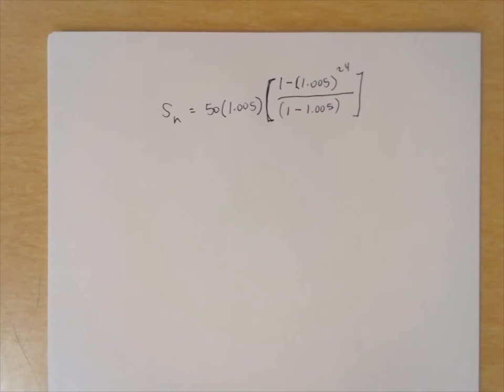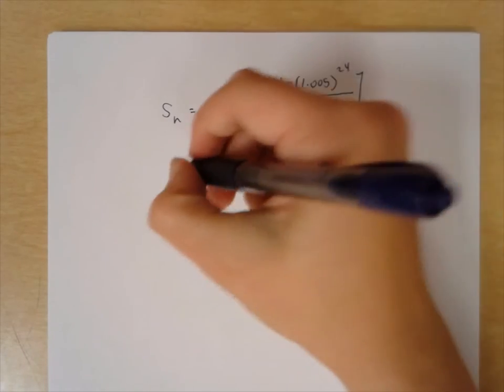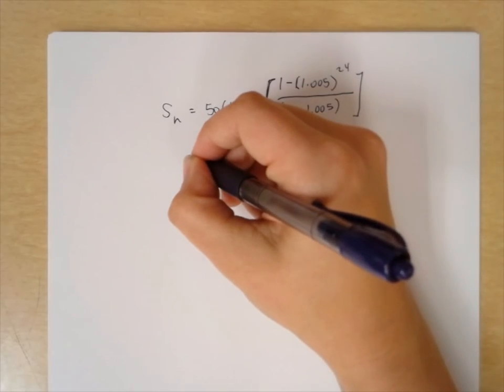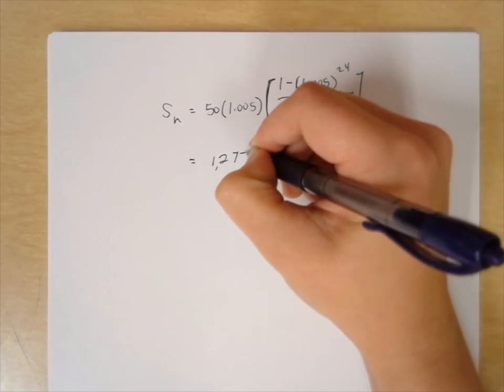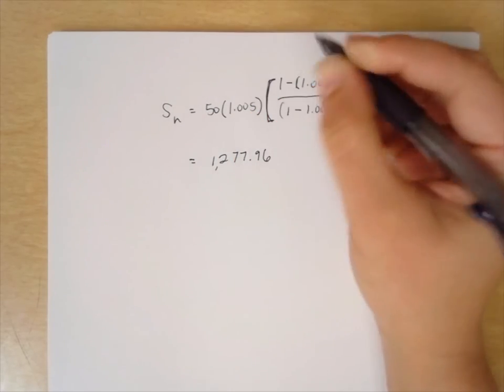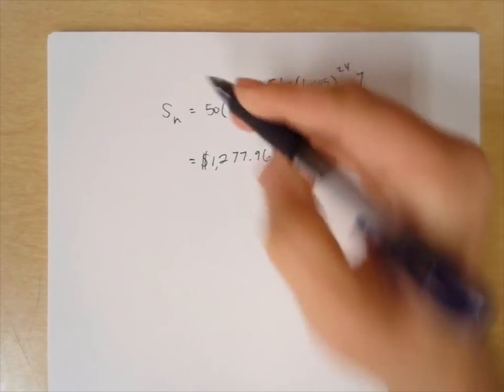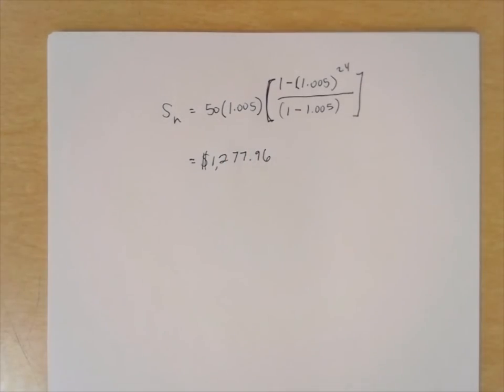And when you simplify that all out and put it all together in your calculator, what you get is 1,277.96. And that is the resulting value of all those deposits added up. That's the balance at the end of the 2 years. Okay, thanks for watching. We'll see you in class tomorrow.